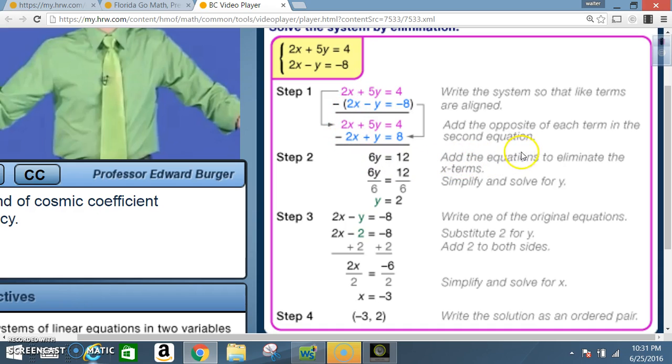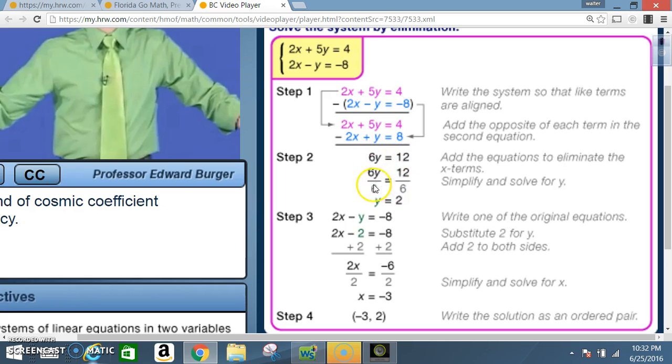Now we can add the equations to eliminate the x terms. So now 2x plus a -2x is 0, or you can just say 2x minus 2x. That's going to be 0, so that's gone. Now adding going down, we got 5y plus 1y. That's going to be 6y's. 4 plus 8 is 12. Now I'm back to a one-step equation involving multiplication. What's the opposite of multiplication? Division. So I'm going to divide both sides by 6 to get this y by itself.